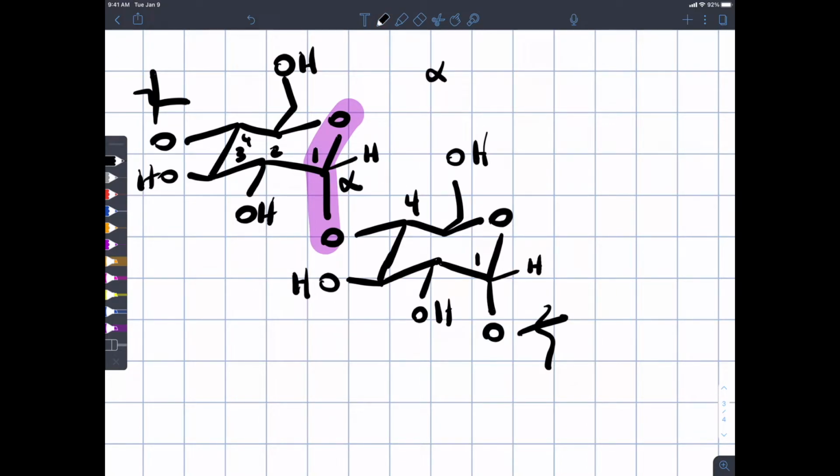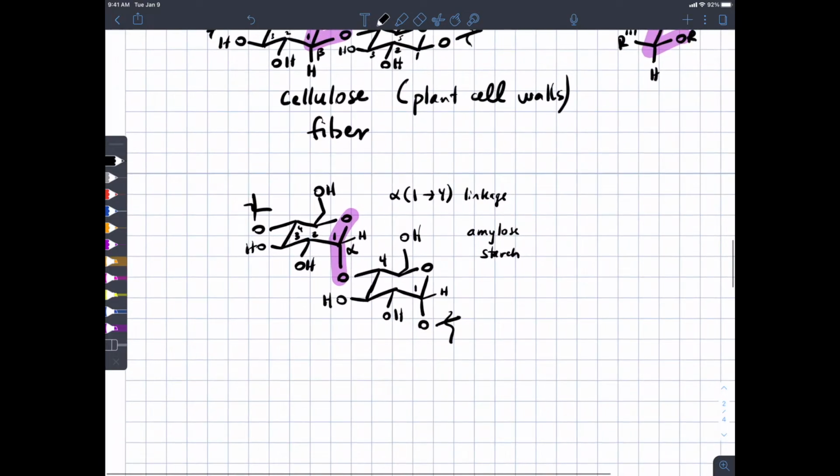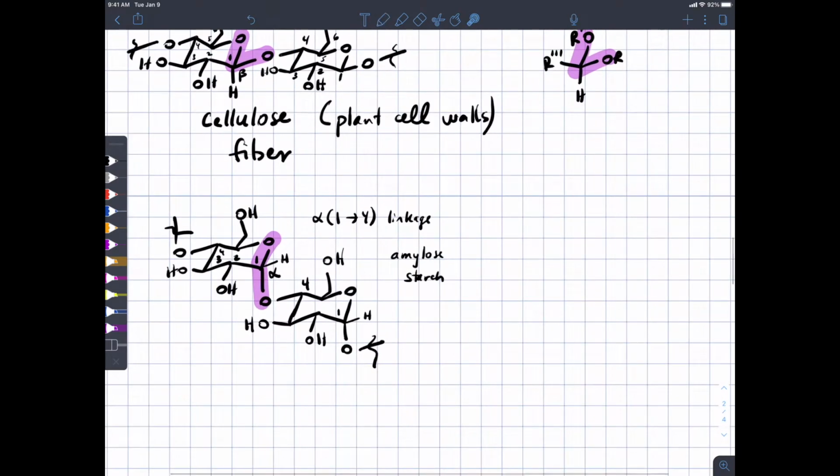That's an alpha-1,4 linkage, and this is the structure of amylose or starch. So that minor difference in stereochemistry, you do have an enzyme that hydrolyzes this linkage. Some of it's in saliva, so you want to do the hydrolysis reaction now.